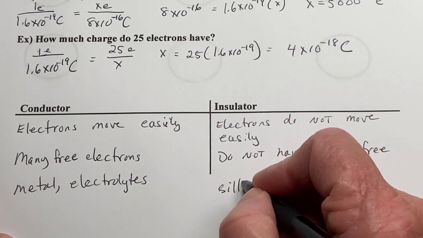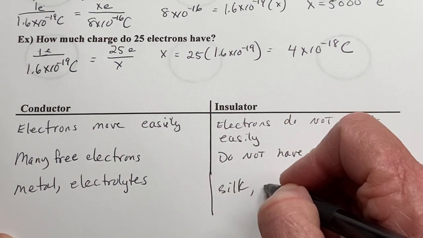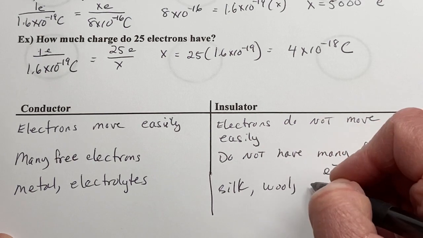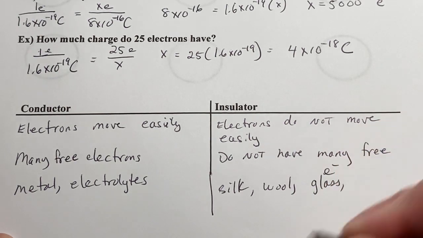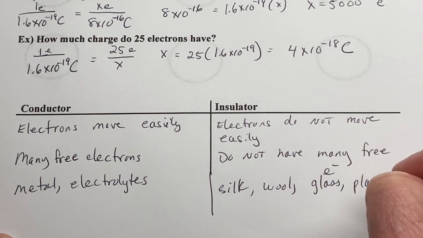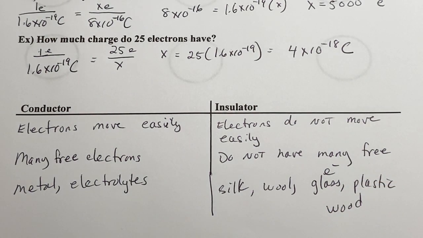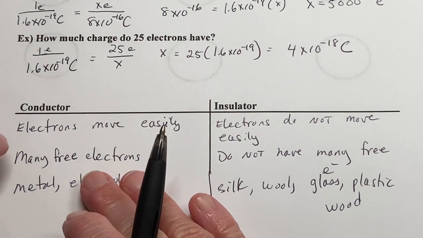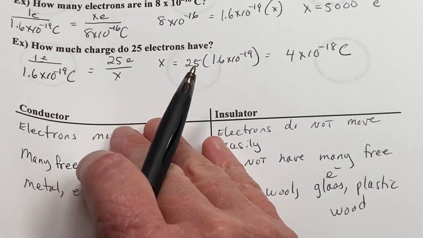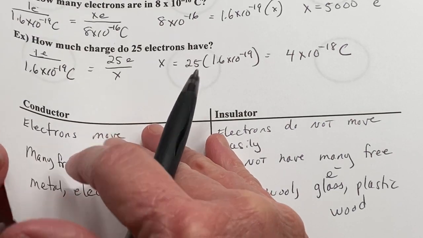Insulators: silk, let me make this line a little longer. Wool, those are some fabric ones. Glass, plastic, wood. All things that can hold charge or don't allow it to move. Tape. We used plastic tape. That was an example of an insulator. All right, let's go to the next page.